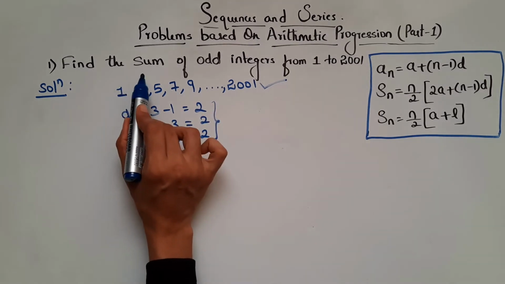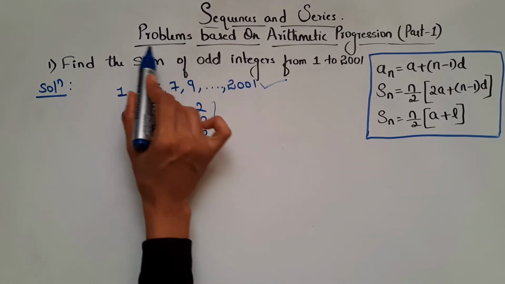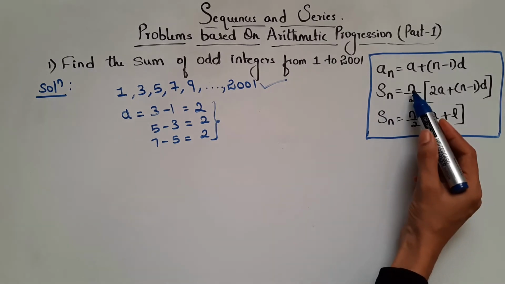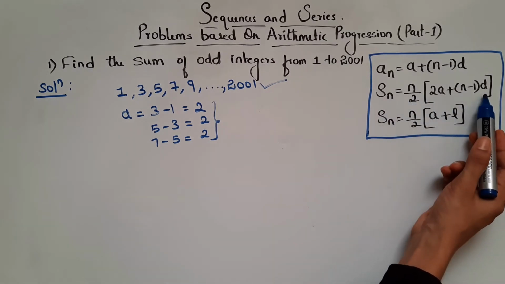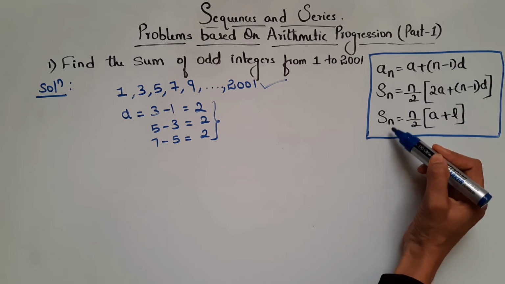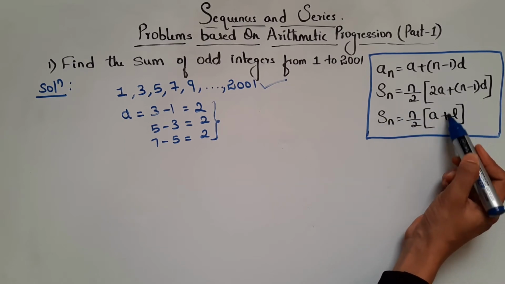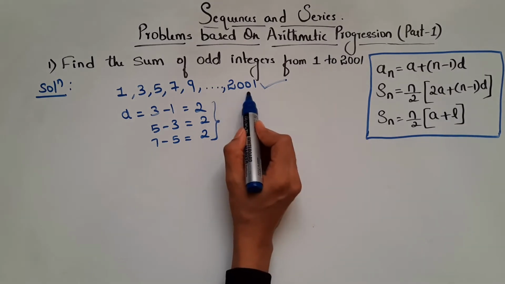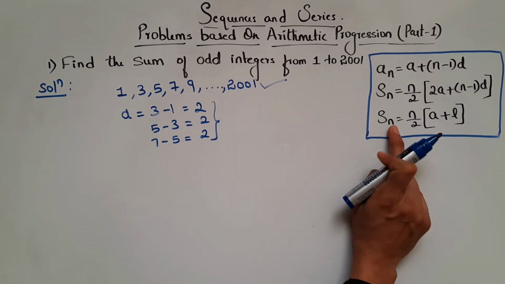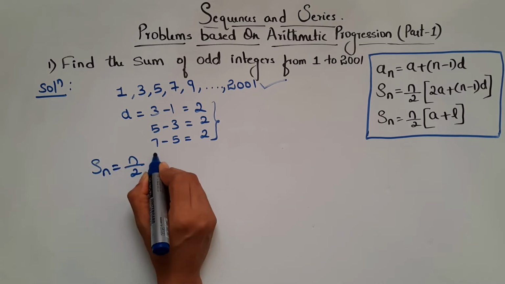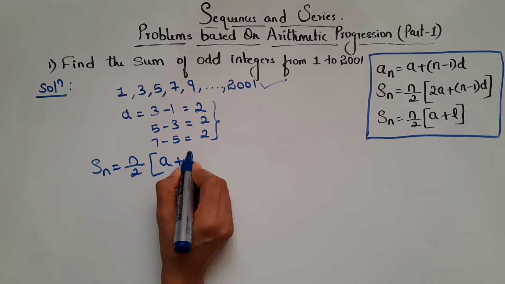Here our aim is to find the sum of odd integers. We know in an AP the sum is found by using the formula Sn is equal to n by 2 into 2a plus n minus 1 into d, or we can also use the formula Sn is equal to n by 2 into a plus l. Here l is the last term. Since we have a last term, we can go for this formula, right? So we have Sn is equal to n by 2 into a plus l.